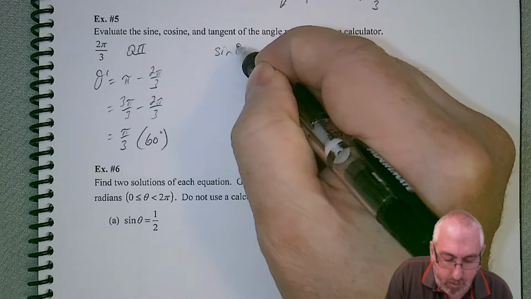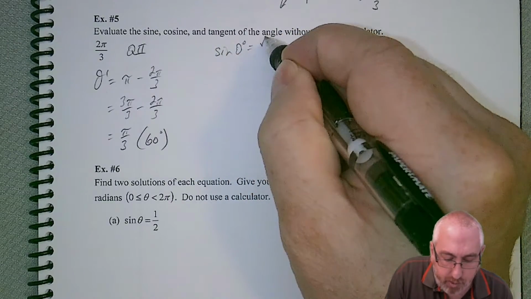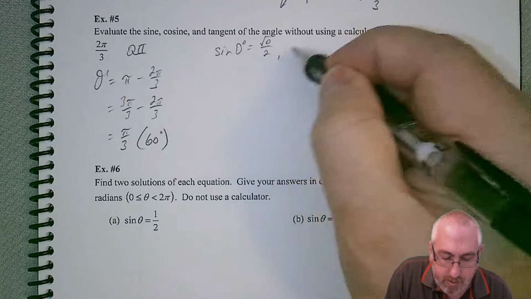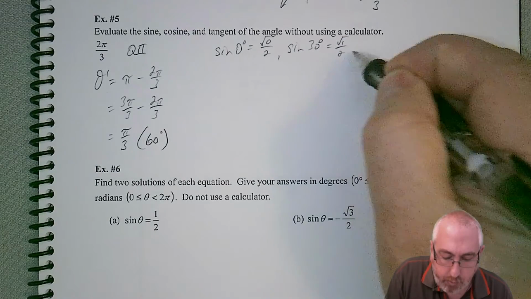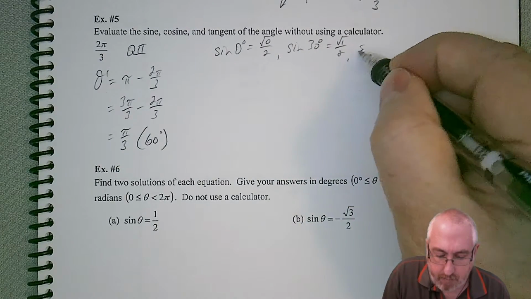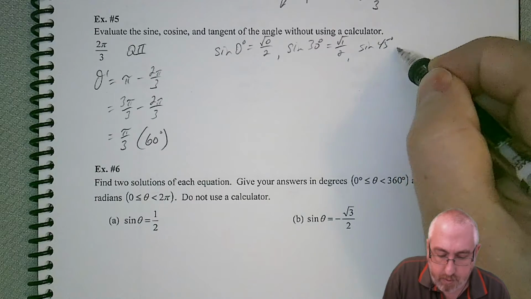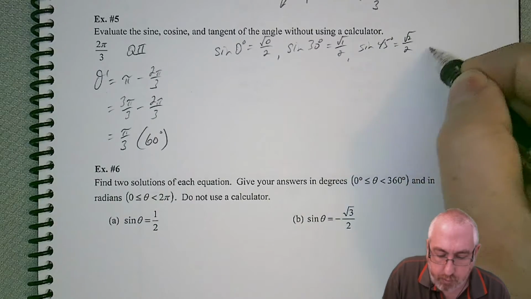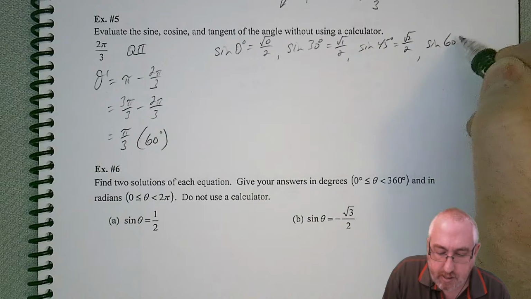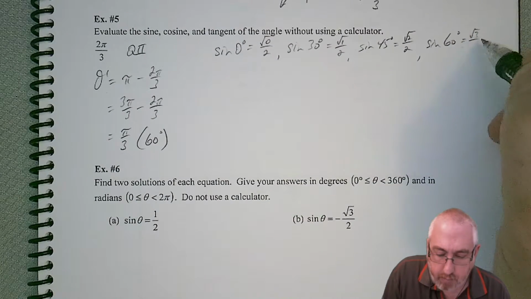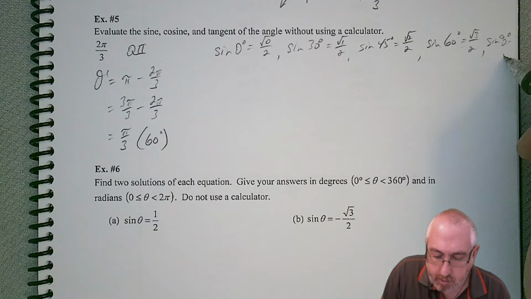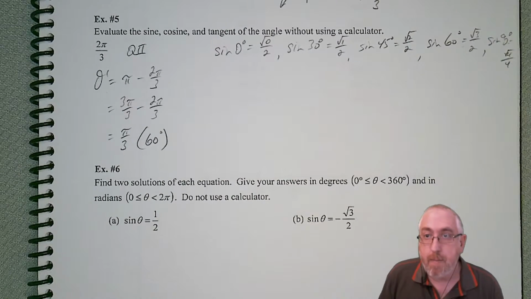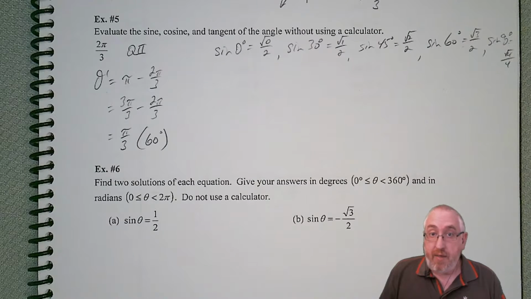So sine of 0, remember, was the square root of 0 over 2. Sine of 30 was equal to square root of 1 over 2, and so on. Sine of 45, square root of 2 over 2. Sine of 60, square root of 3 over 2, and then sine of 90, well, I'm running out of space, but square root of 4 over 2. And then it was just the reverse of that for cosine.